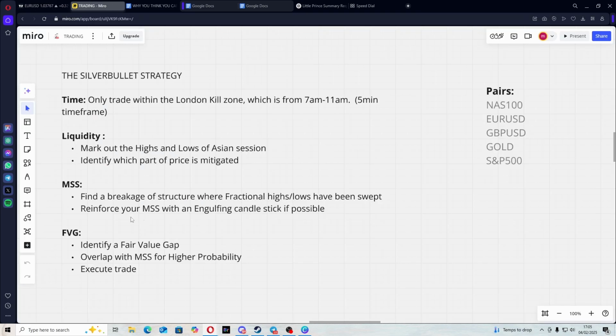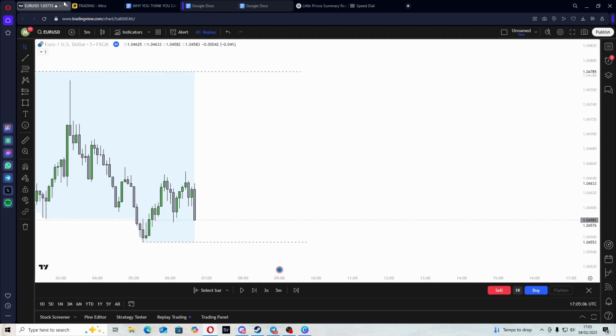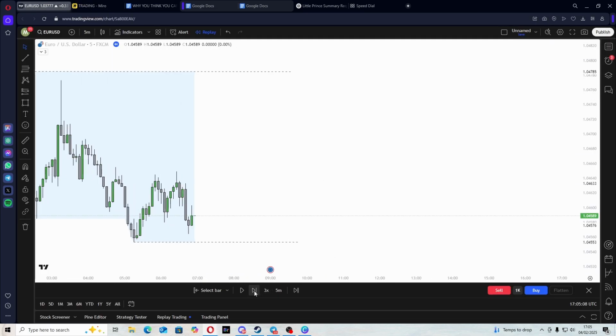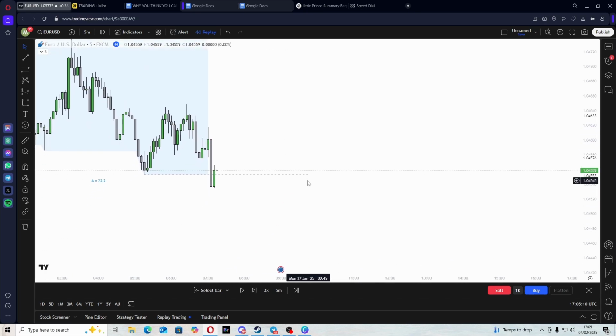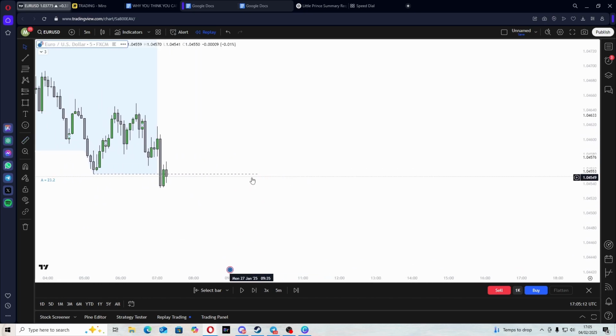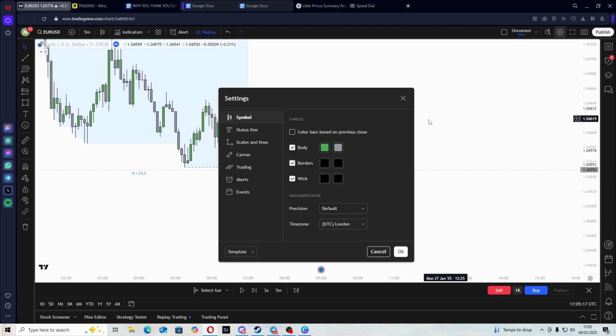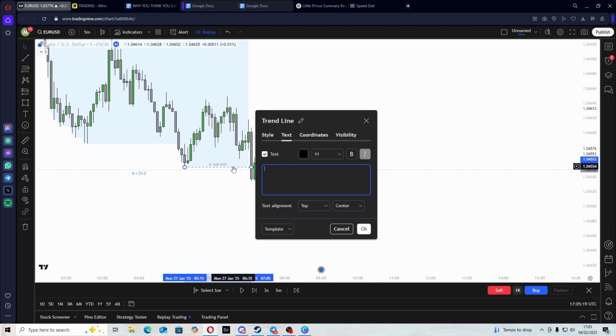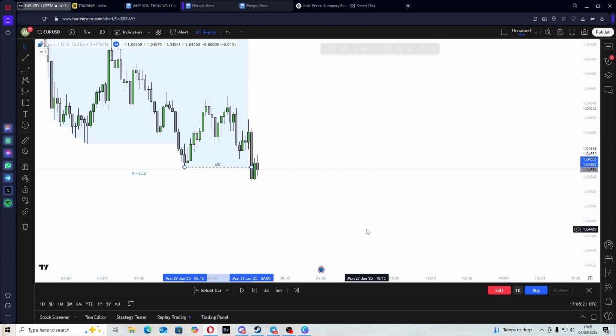What we need to do next is find the breakage of structure. We need to actually identify which part of price is mitigated first. Okay, so if I play price forward, we need to see which level gets swept first. So you can see the lows have completely just been swept. Let me just bring this back. So this will be our liquidity sweep, right? So this will be our liquidity.